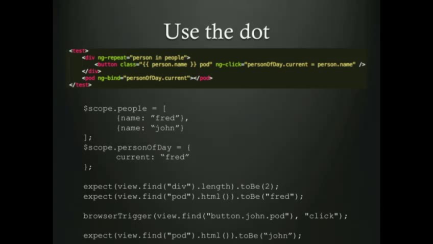The reason why is it's going to say, okay, you're trying to assign person of the day dot current to person.name. Well, it's not going to be able to find the person of the day object on that child scope. It's not even going to know it exists. So it's going to look up the prototype chain for that scope and ask, does person of the day exist on my parent? Then it's going to find it, assign current to it, and it's all going to work, and everything's going to be happy.